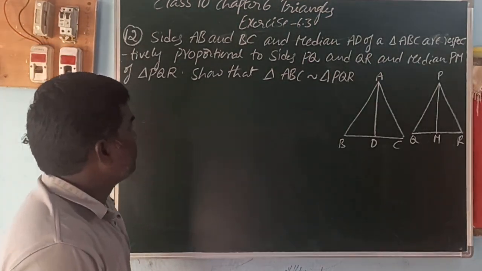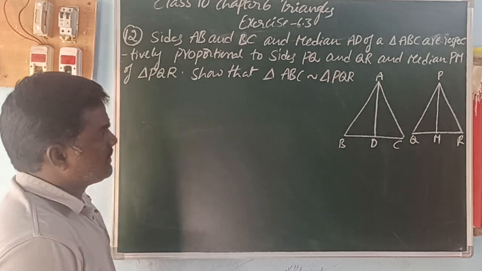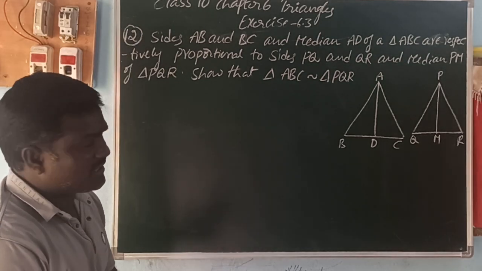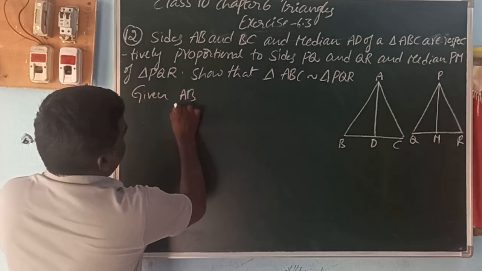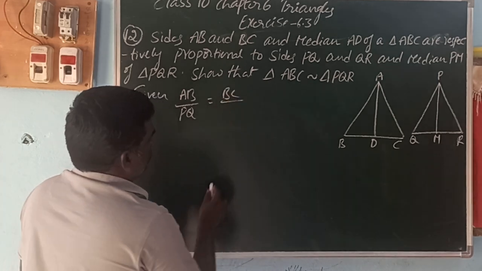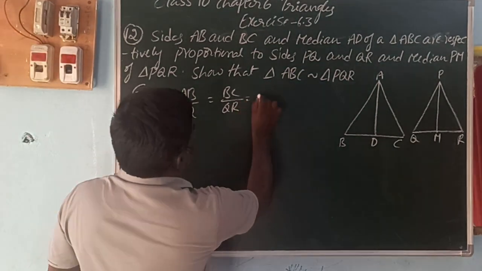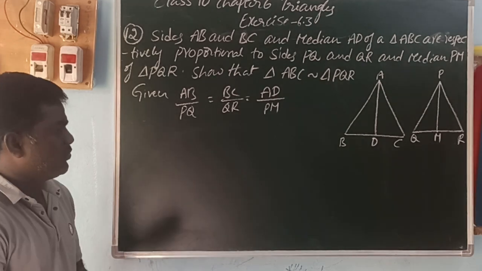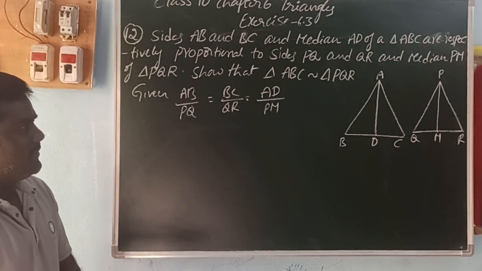Next. Sides AB and BC and median AD of triangle ABC are respectively proportional to the sides PQ and QR and median PM of triangle PQR. Show that triangle ABC is similar to triangle PQR. So here, given that AB by PQ is equal to BC by QR is equal to AD by PM. Then prove that triangle ABC is similar to triangle PQR.